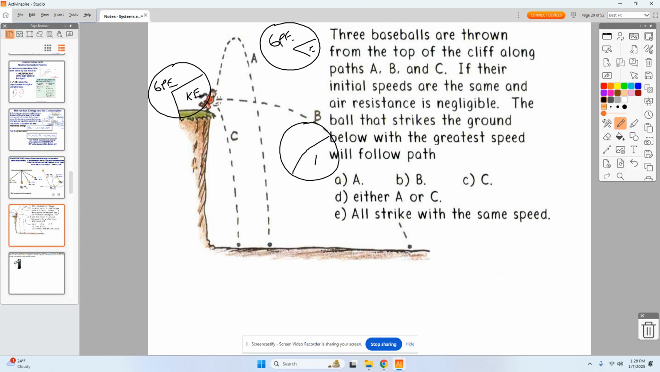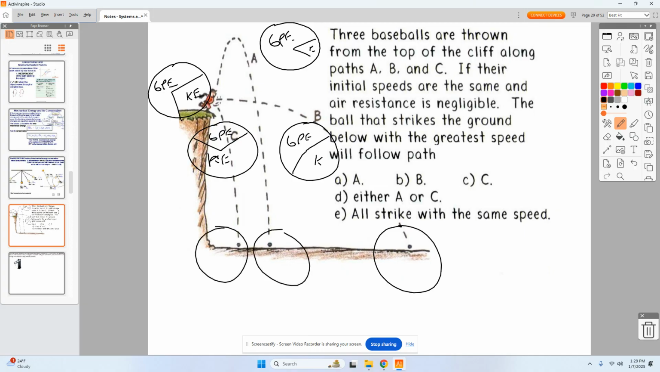And C was thrown straight down almost. That size of the pie should be exactly the same as that, but its kinetic energy is even bigger because its height is so small. So its kinetic energy is really big. But when it all gets down here, what's the gravitational potential energy down at the bottom? It's all the same. It's all 0.